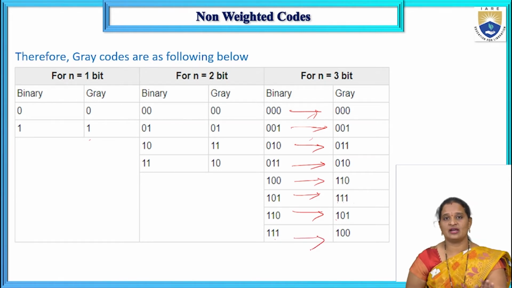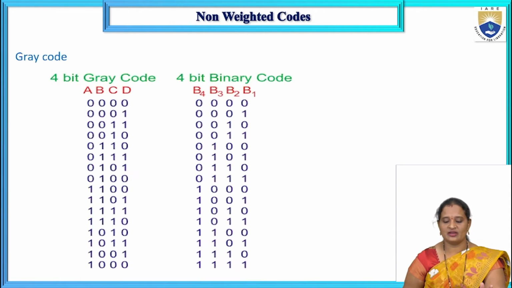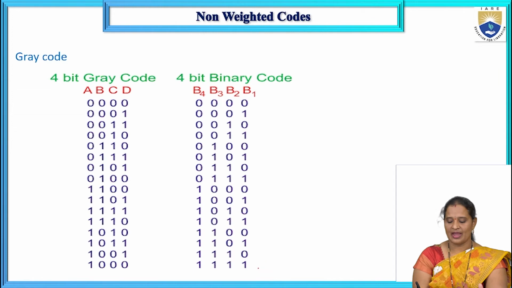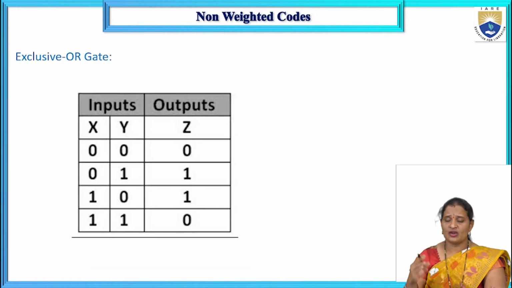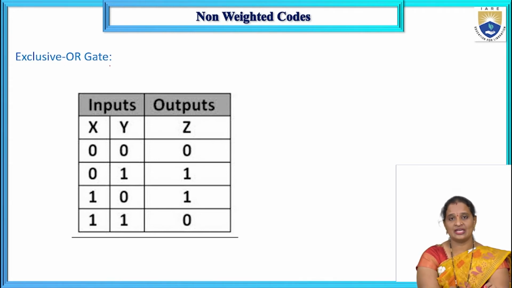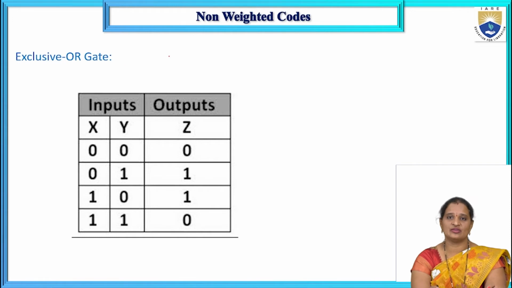So this is how we can construct any bit gray code by using the reflective property. There is another way also. So this is the binary code, gray code. As we have already seen how to generate the 4-bit gray code, we can also generate the gray code using a logic gate which is called the exclusive OR gate.